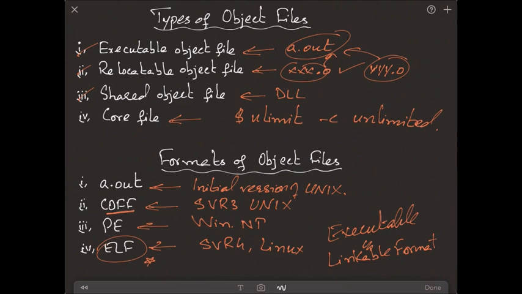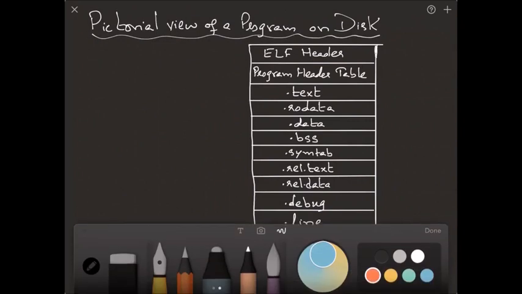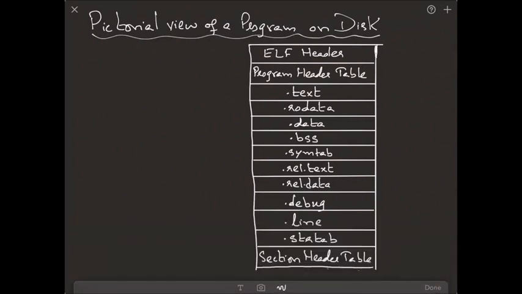So let me briefly touch upon the various components of an Executable and Linkable Format file. I have prepared a snapshot of that as well. So this is the pictorial view of a program on disk. Once you create a program after following the 4 phases of compilation, this is what is actually created on the disk. Soon I will show you on the system as well.